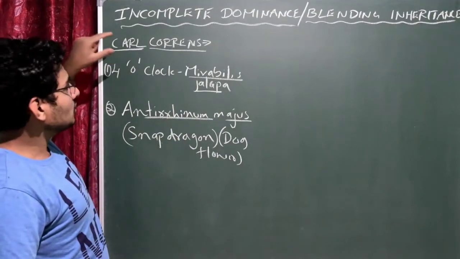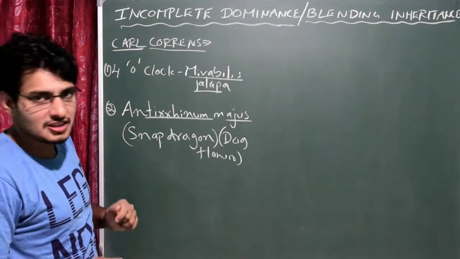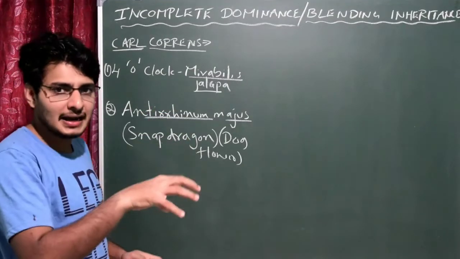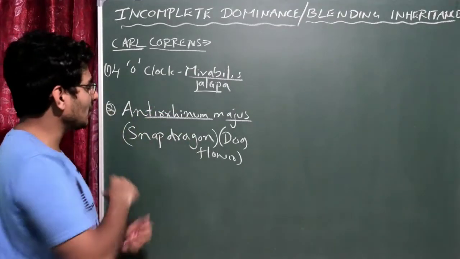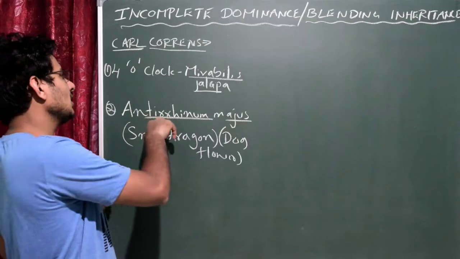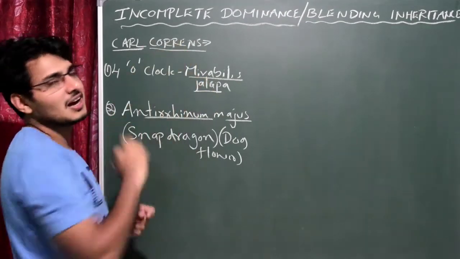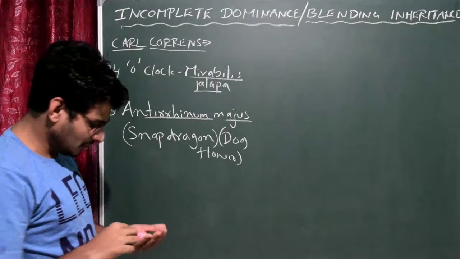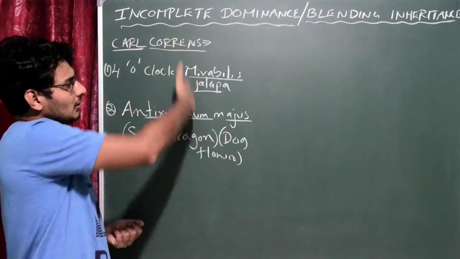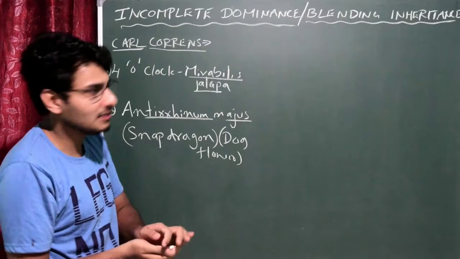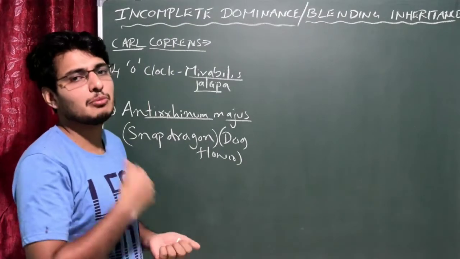But Carl Correns actually conducted this incomplete dominance experiment only on 4-o'clock plant, that is Mirabilis jalapa. But the same characters were found in this another plant, that is Antirrhinum majus. There is no relation with Carl Correns and Antirrhinum, but there is a relation with Mirabilis jalapa and Carl Correns. That's what you have to remember. These two different plants exhibited the same kind of character, that is incomplete dominance. Actually, it's a type of gene interaction.